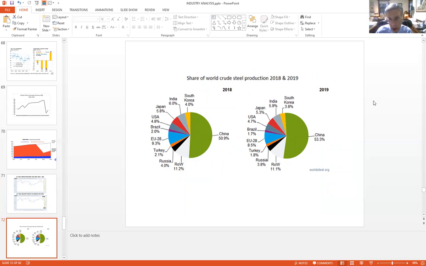Here's the share of steel production around the world. And lo and behold, there's China in 2018 and 2019, accounting for more than half of the world's steel production. Why is that? The answer is because China's economy is growing. And when it's growing, it's building bridges for highway construction. It's building commercial buildings, residential buildings, industrial buildings. It's making a lot of machinery and so forth from steel.